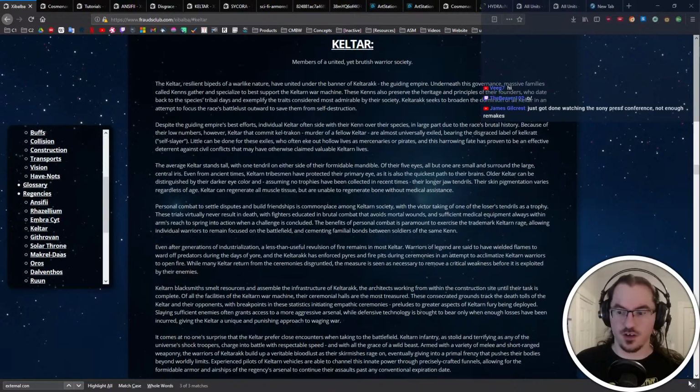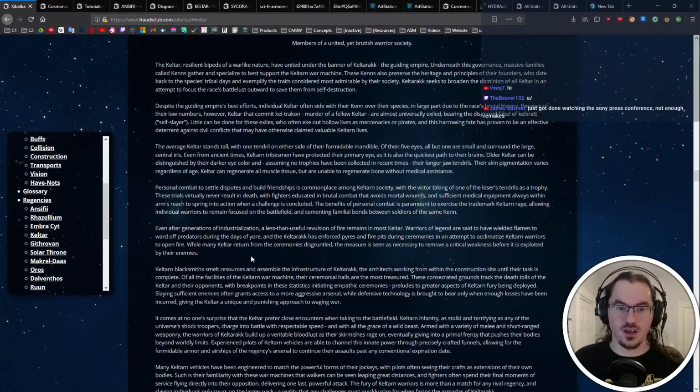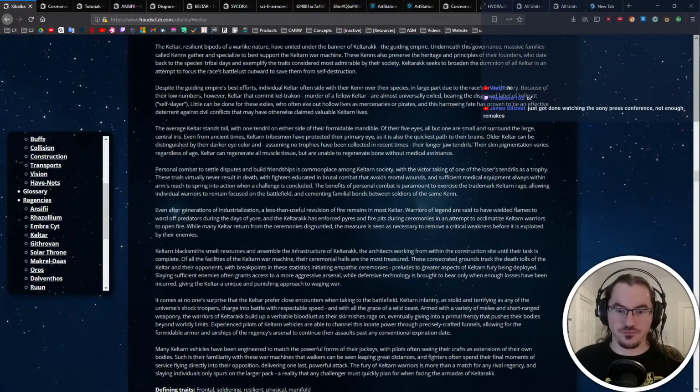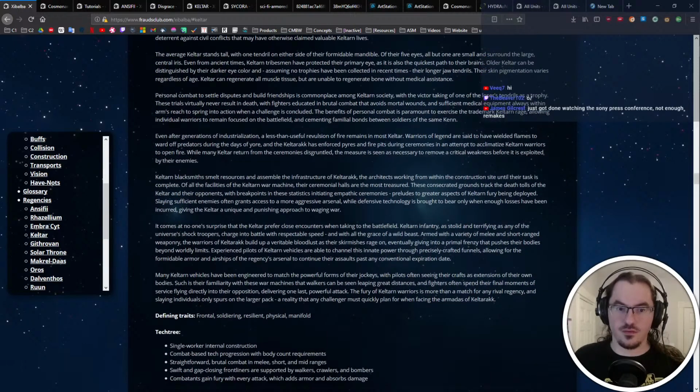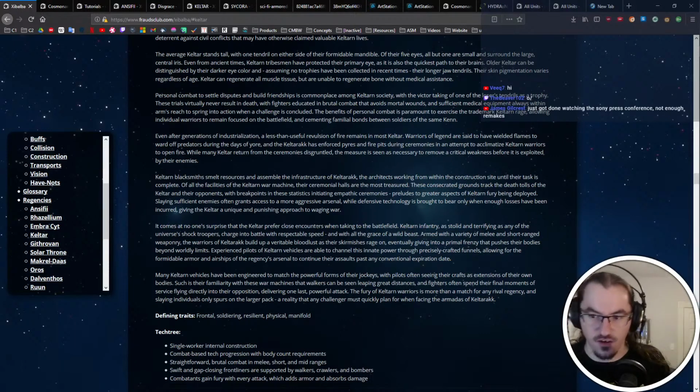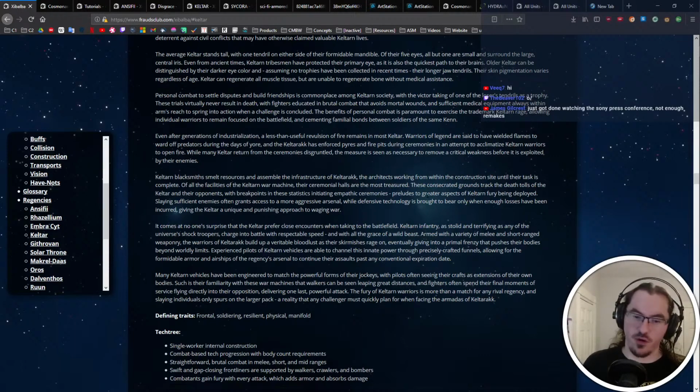We can actually navigate over here so that we are in a good position. But let's see. Yes, okay, here it is. So, armed with a variety of melee and short-ranged weaponry, the warriors of Keltarak build up a veritable bloodlust as their skirmishes rage on, eventually giving into a primal frenzy that pushes their bodies beyond worldly limits. So that's obviously referencing the idea that they can sustain themselves for longer the more they remain in combat.